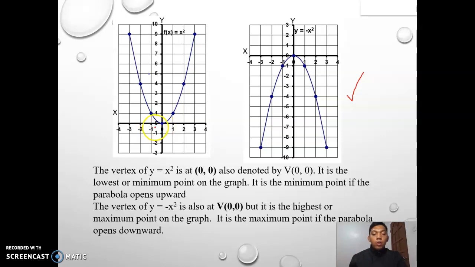So the minimum point or the maximum point serves as your vertex, or your turning point. The vertex is located where the turning point is. The turning point, literally, is where the curve turns.